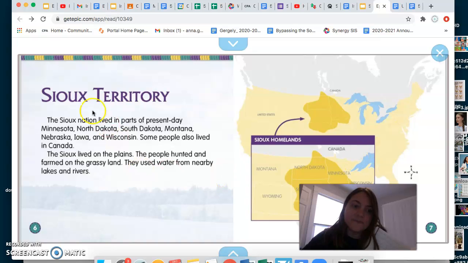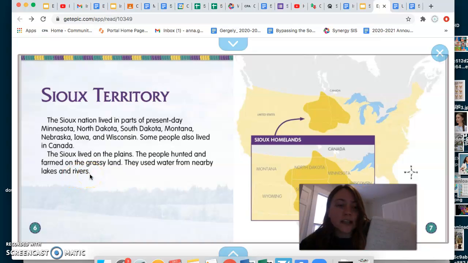Sioux Territory. The Sioux Nation lived in parts of present-day Minnesota, North Dakota, South Dakota, Montana, Nebraska, Iowa, and Wisconsin. Some people also lived in Canada. The Sioux lived on the plains. The people hunted and farmed on the grassy land. They used water from nearby lakes and rivers.